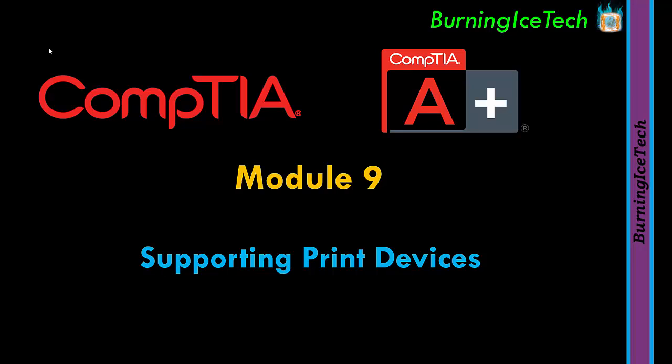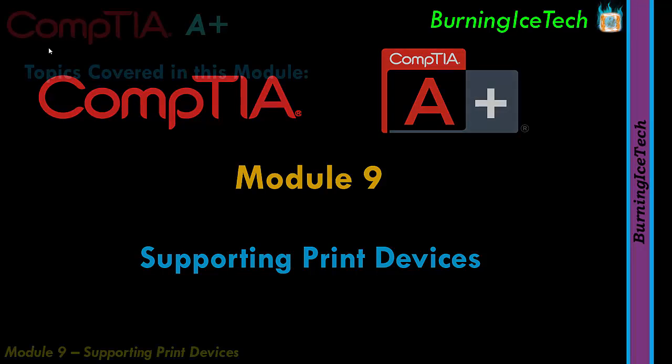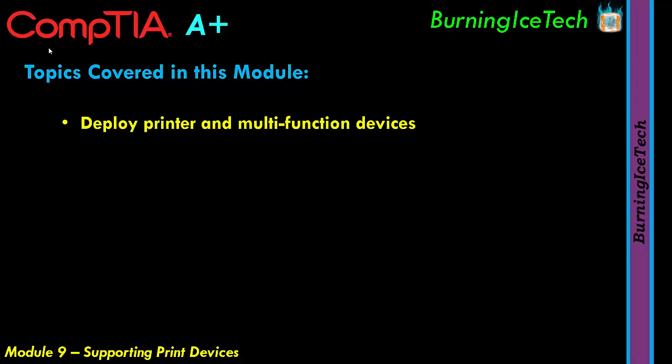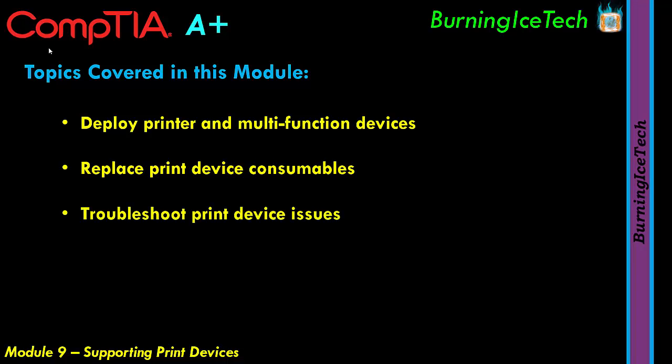Now for those of you that don't know this yet, this is the last module within Core 1 of A+. And then from Module 10, being the next module, we will be diving into the first module of Core 2, just in case you guys didn't know that yet. Now as for the main sections within this last module of Core 1, that would be deploy printer and multifunction devices, replace print device consumables, and then the third and the last section in this module will be troubleshoot print device issues.